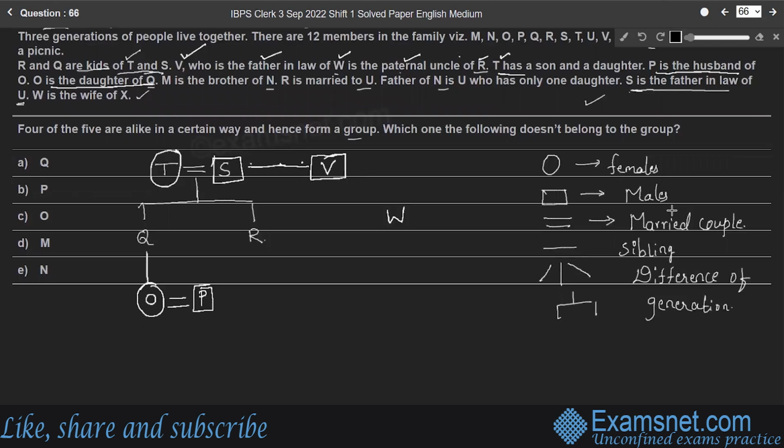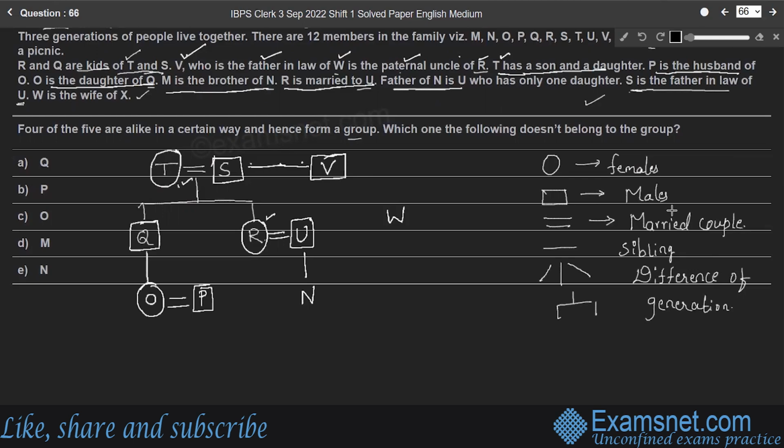Next one, R is married to U. Father of N is U, which means U is a male and the father of N. Therefore, R is female. And it is given that T has a son and a daughter. So T's son is Q, because R is female. Therefore, R is the daughter of T and Q is the son of T. Are you getting it, students?